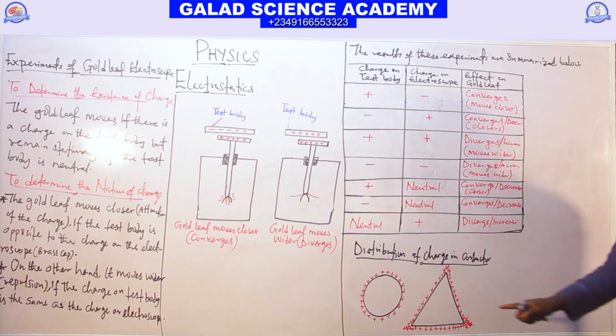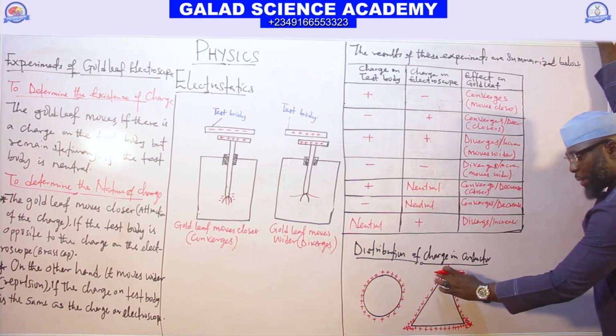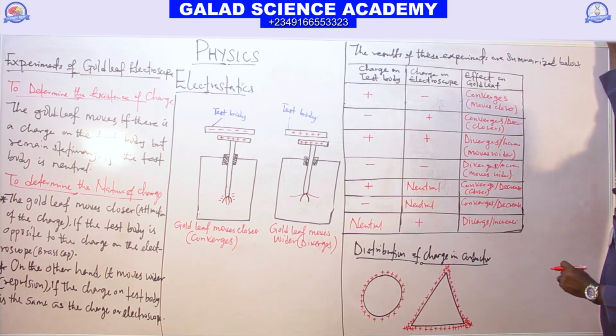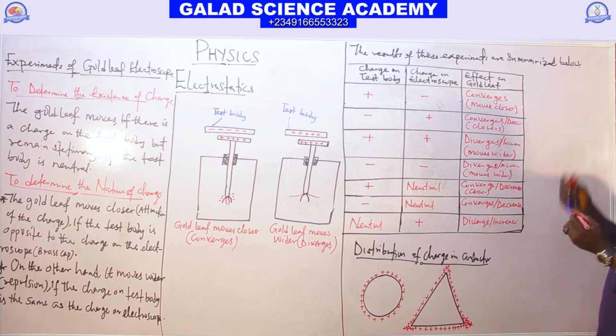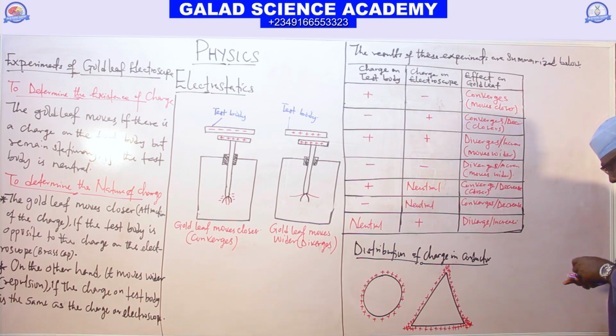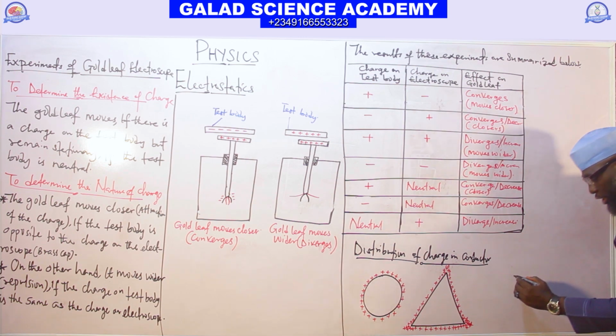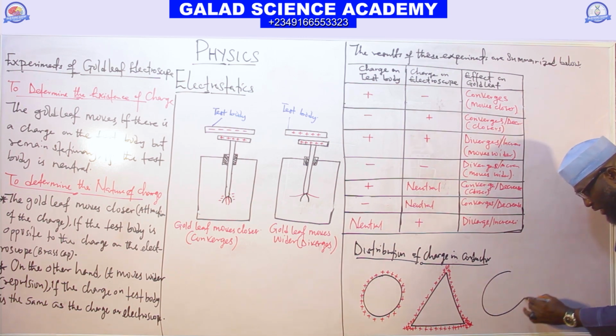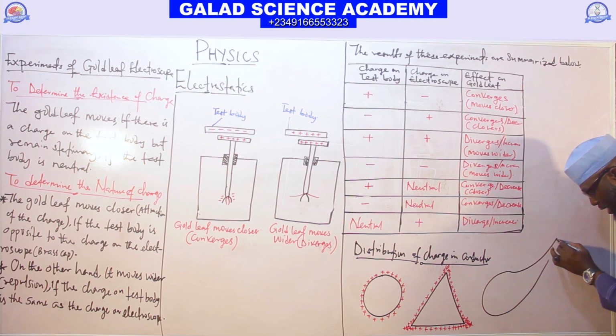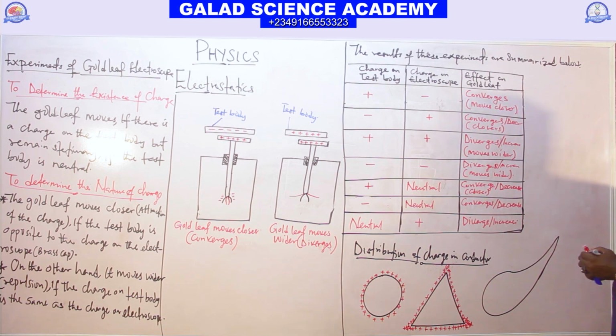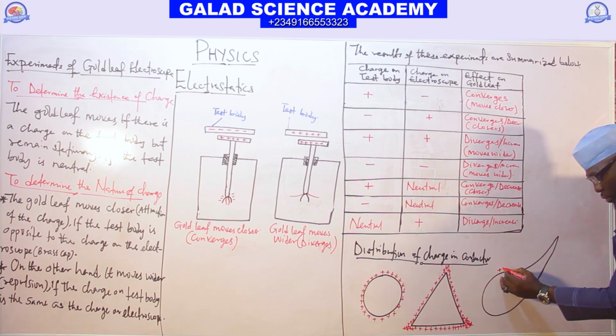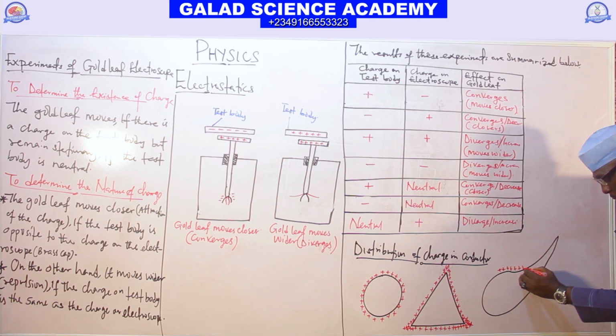This is how charge will distribute on a triangle. You observe that the sharp end here contains more charge. Or if you have a shape like this, which area of this shape will contain more charge density? Here, this sharp end. So the charge here will be like this.